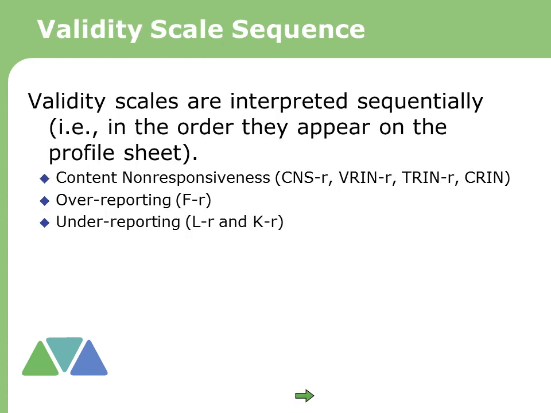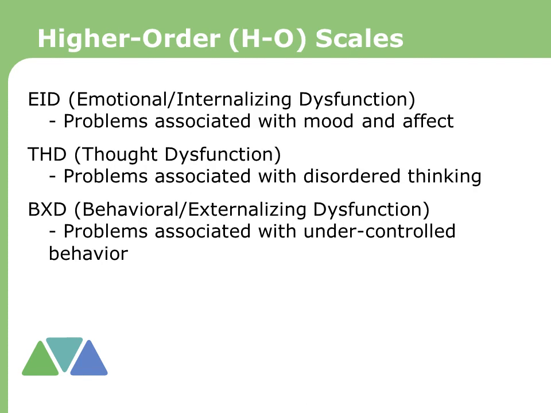The validity scales are interpreted sequentially, that is, in the order that they appear on the profile sheet. We start with the issue of content non-responsiveness. We then move to the issue of over-reporting, and then as we move from left to right on the profile sheet, the last 2 scales have to do with under-reporting. So you follow the format of the presentation of the scales on the profile sheet in your interpretation strategy for the validity scales. There are 3 higher order scales.